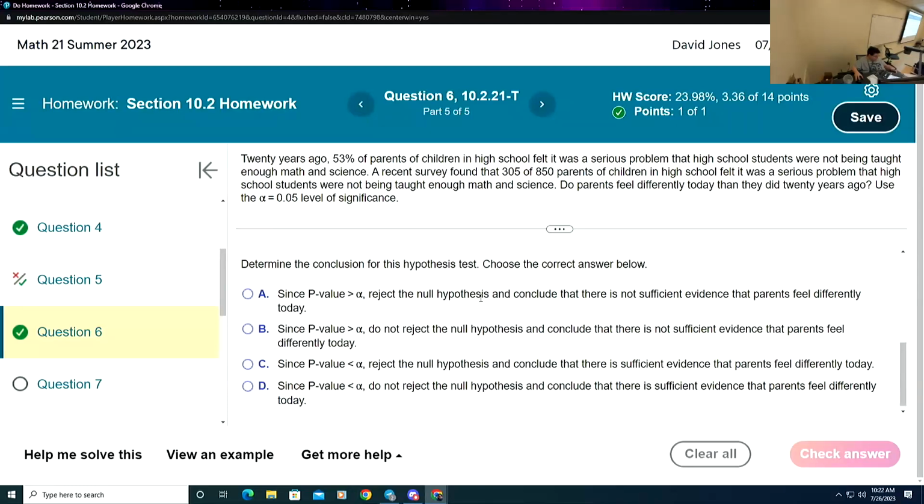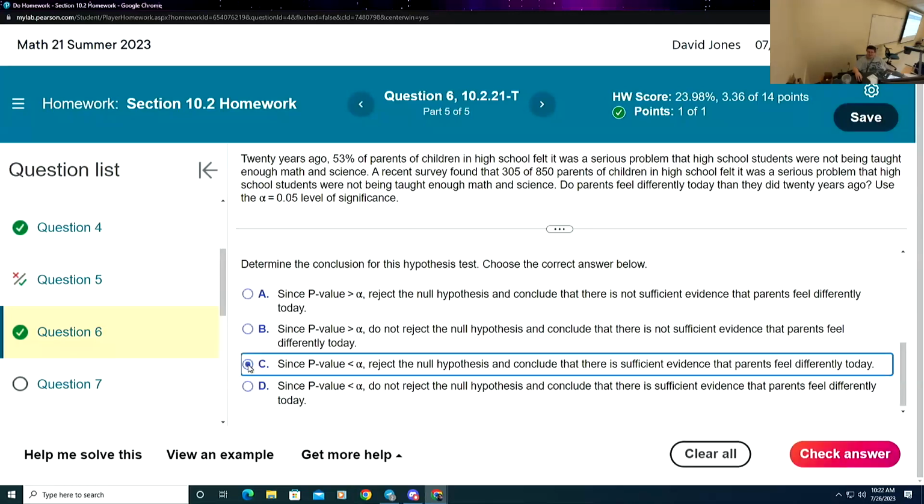So we had p-value was less than alpha. We're rejecting H naught. That's what we're looking for. P-value was less than alpha. These bottom two both say less than alpha. C says reject H naught.